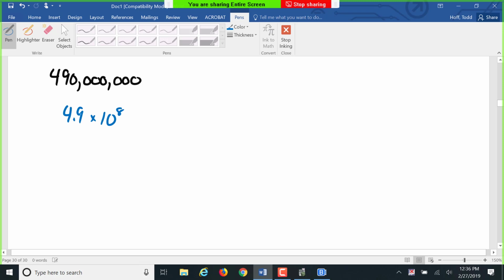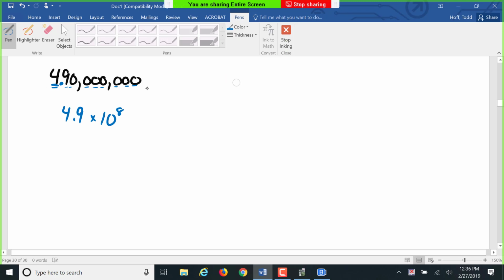Perfect. 4.9 times 10 to the 8th. The 4 is our first non-zero digit, so we put our decimal point after that. And the 10 to the 8th, this is a large number, so it's going to be a positive power of 10 for our place value. This would be 0, 1, 2, 3, 4, 5, 6, 7, 8. That's in the 10 to the 8th place value.